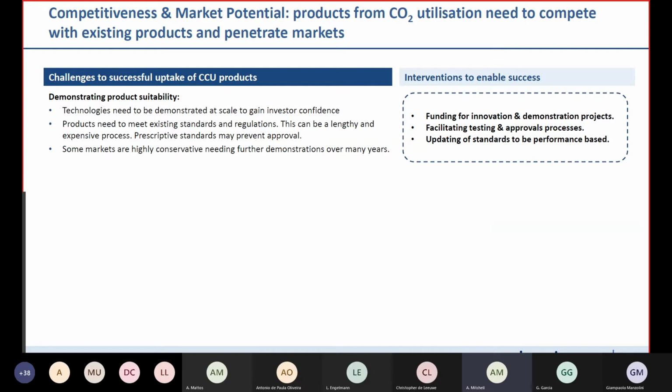So what are the challenges? Firstly, a product needs to demonstrate its suitability to an application, and for investor and market confidence, its ability to be produced consistently at scale. Challenges here are large upfront capital costs, prescriptive style standards or potentially lengthy and expensive testing processes that prevent approval, as well as some markets being generally conservative. So interventions, therefore, to enable CCU products at this stage are the provision of funding, the facilitation of testing and approvals processes, and the updating of standards to be performance-based or to include CCU products.